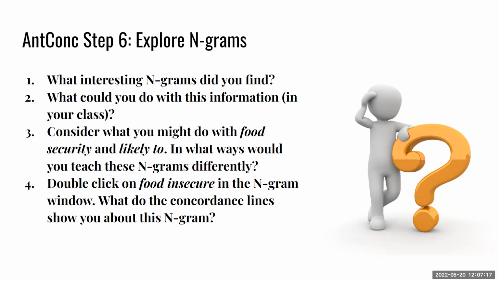Double click on food insecure in the n-gram window, or double click another n-gram in your window. What do the concordance lines show you about this n-gram? So when you double click, again, you're going to get all of these different samples of where you can see that n-gram. And what does that tell you about the n-grams you're finding?